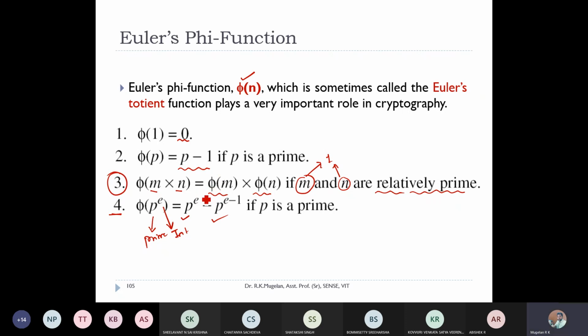I want everyone to note down these four properties, because with these four properties only we are going to learn Euler's theorem. So I want everyone to note down these four properties. Once noted down, kindly raise your hand.